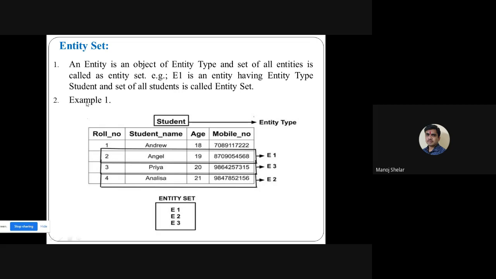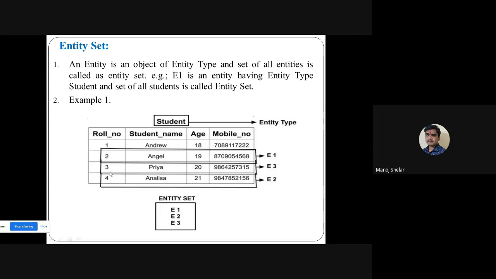A student is one relation, a student is one table. Simple. So here we have roll number, student name, age and mobile number. These are some attributes of the student entity, right? And then here is one row, suppose 18, and that is one record. In the relational model, or relational algebra, it is called a tuple. So one, Andrew, 18 is one tuple. So in this relation, there are four tuples.